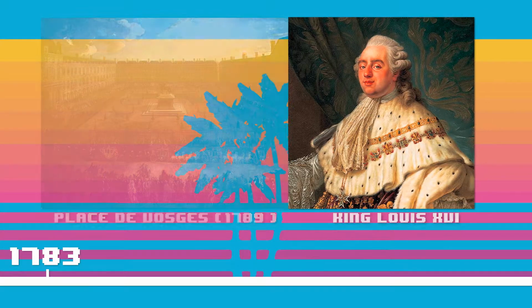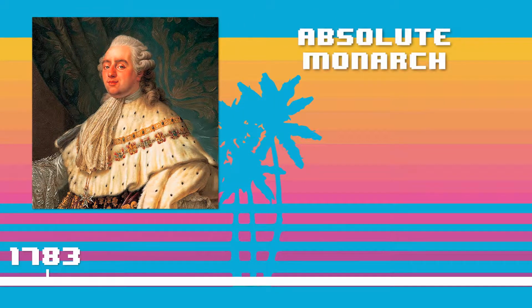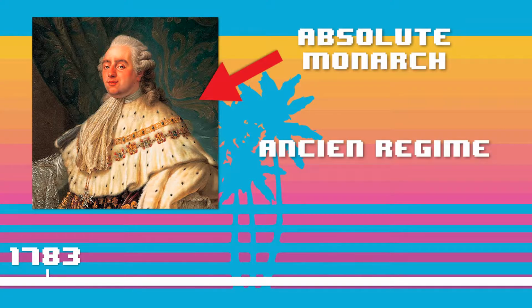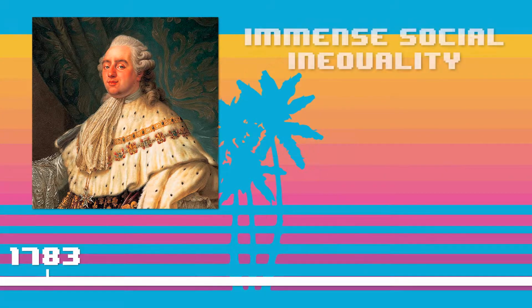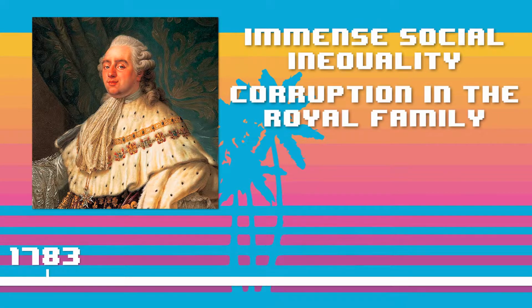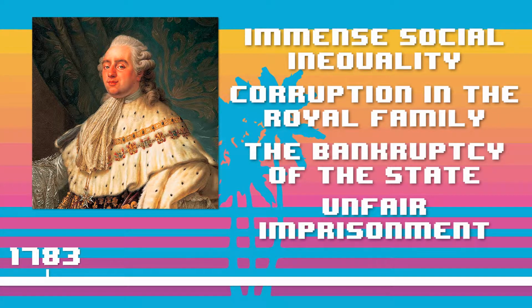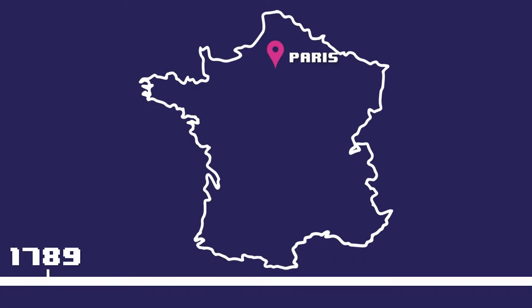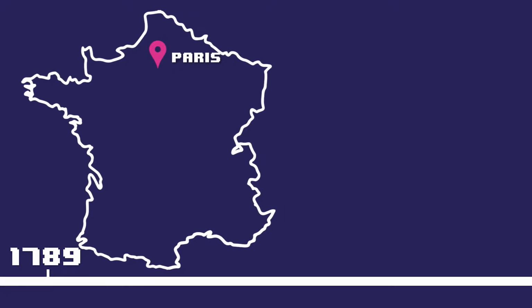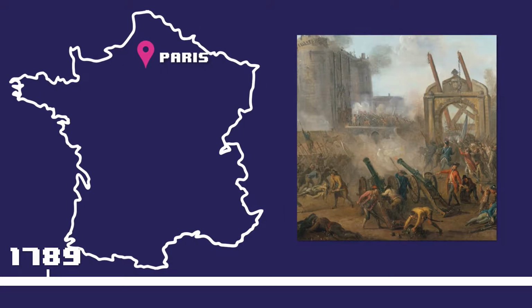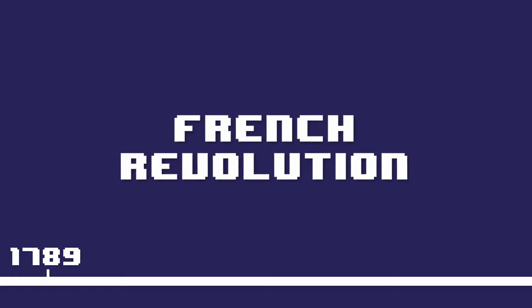The French citizens were unhappy with the absolute power of King Louis XVI. The old system of government by an absolute monarch, better known as the Ancien Regime or Old System, resulted in immense social inequality, corruption in the royal family, the bankruptcy of the state, and many people being imprisoned unfairly. It all reached a boiling point in Paris in 1789, with huge amounts of riots throughout these initial weeks. It became known as the French Revolution.